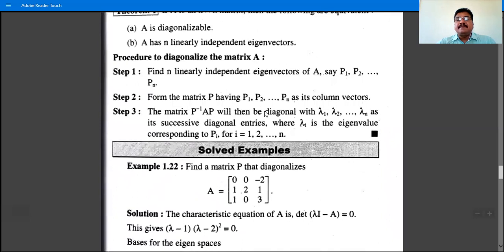So P inverse AP is the diagonal matrix with lambda 1, lambda 2, ..., lambda n as its successive diagonal entries. So this is the sequence. P1 is the eigenvector corresponding to lambda 1, P2 is the eigenvector corresponding to lambda 2, and in this way Pn is the eigenvector corresponding to lambda n. So we can find P inverse AP, and its answer is the diagonal matrix whose diagonal entries are the eigenvalues.